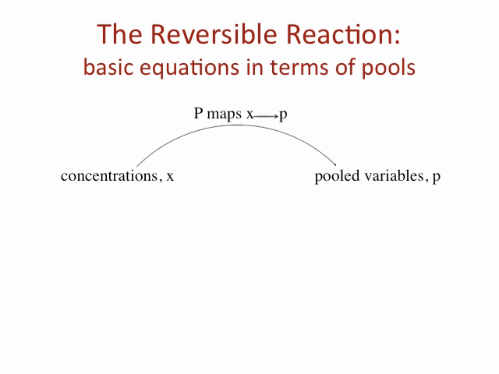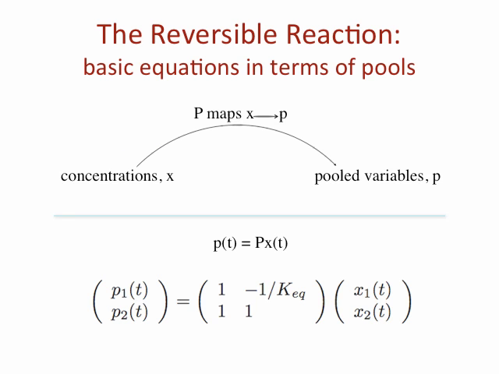So there we have it. Pooling is represented by a matrix that maps concentrations into the pooled variables. We decide what's in the pooling matrix. And in this case, I can take my solution for x as a function of time, multiply it by the pooling matrix, capital P in this case, and I get the dynamic changes in the aggregate variables or the pools. This matrix equation is detailed below with the two rows in it that I described on the previous slide.